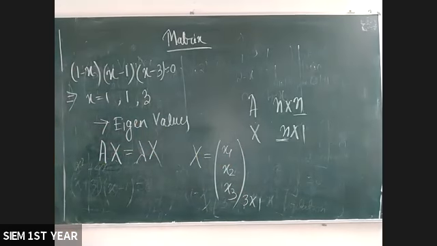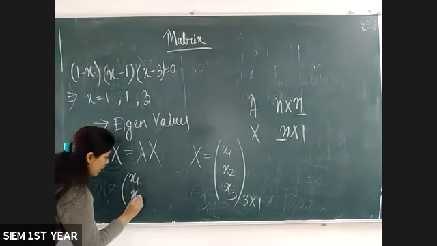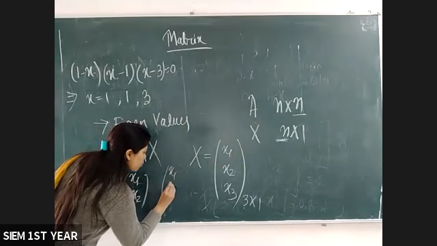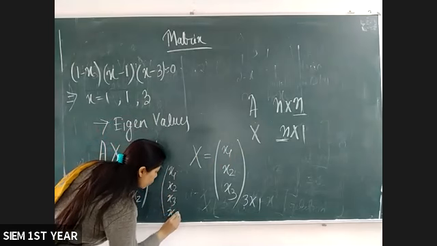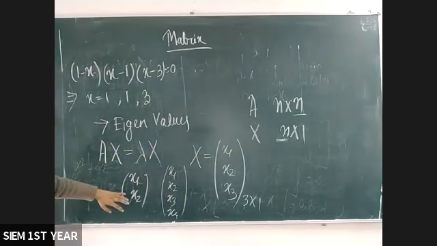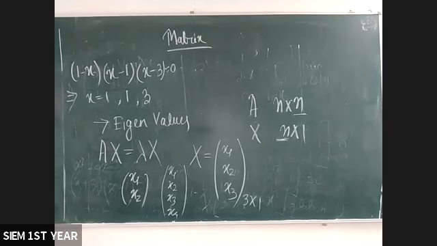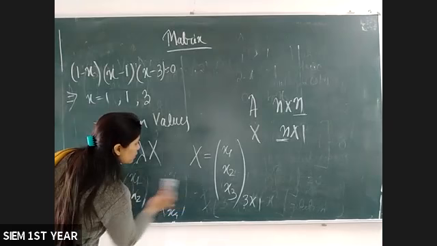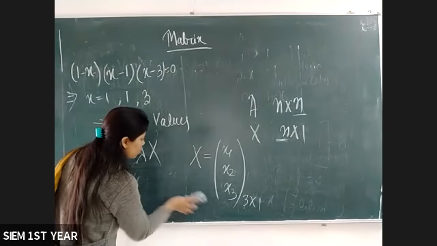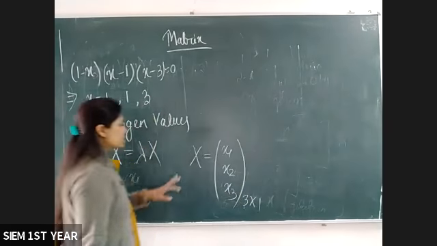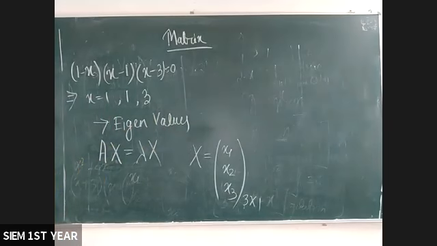If a 2 by 2 matrix is given, then we take x as only x1, x2. If a 4 by 4 matrix is given, we consider x1, x2, x3, x4. In your examination, 2 by 2 or 3 by 3 is mainly asked. So here you have to consider x as x1, x2, x3, which are unknown, and you have to find the values of x1, x2, x3.